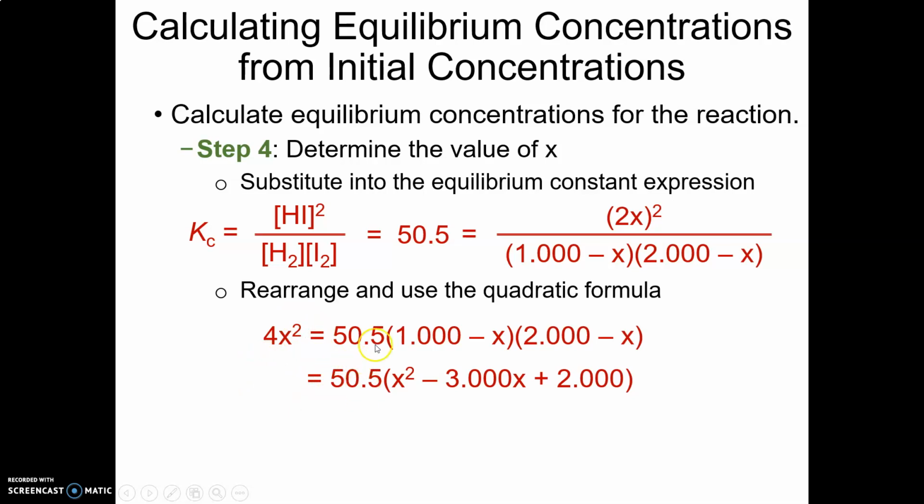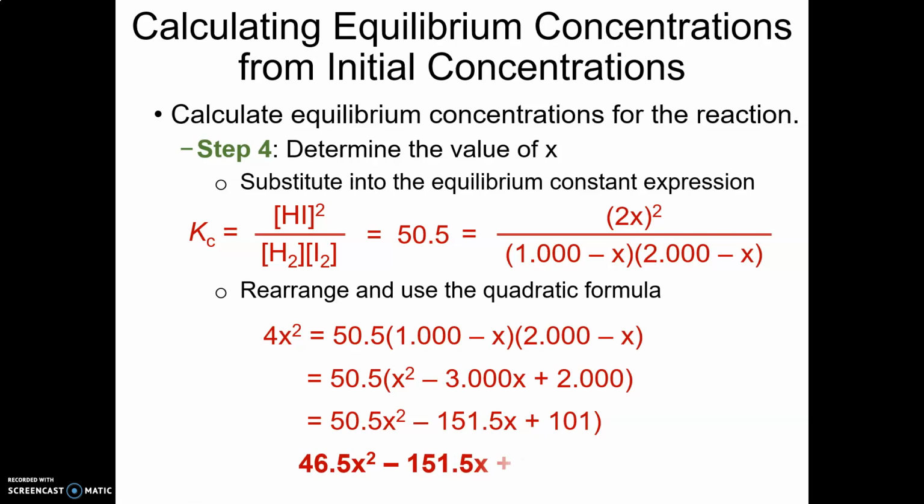Now at this point, I would distribute this 50.5, so 50.5 times x squared, 50.5 times -3, 50.5 times 2. Okay, so distribute that 50.5 into that parentheses. But then this, to use the quadratic, this needs to be equal to 0. And right now it's not equal to 0. All of this is equal to 4x squared. So if we want to get this to be a 0, I need to subtract 4x squared from both sides.